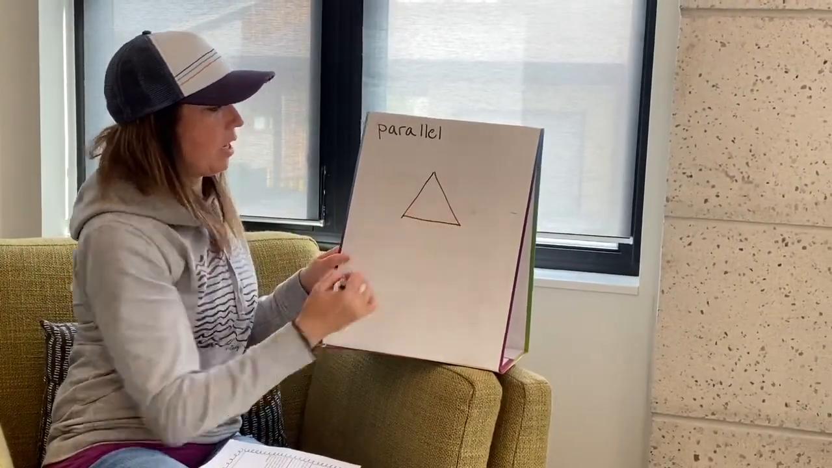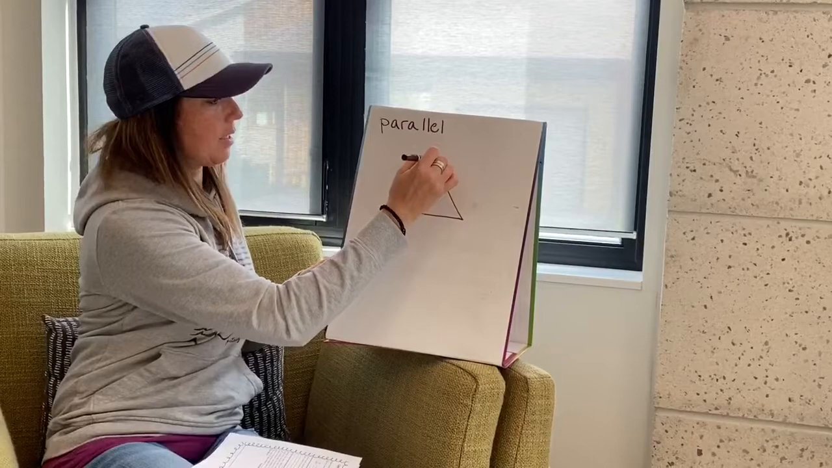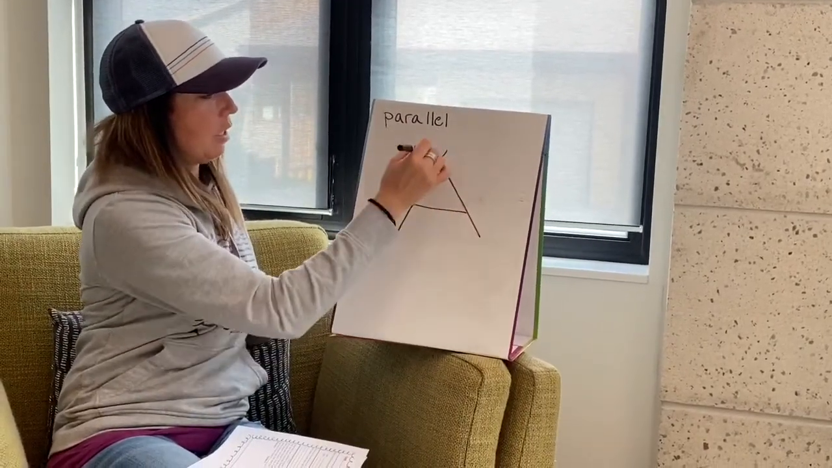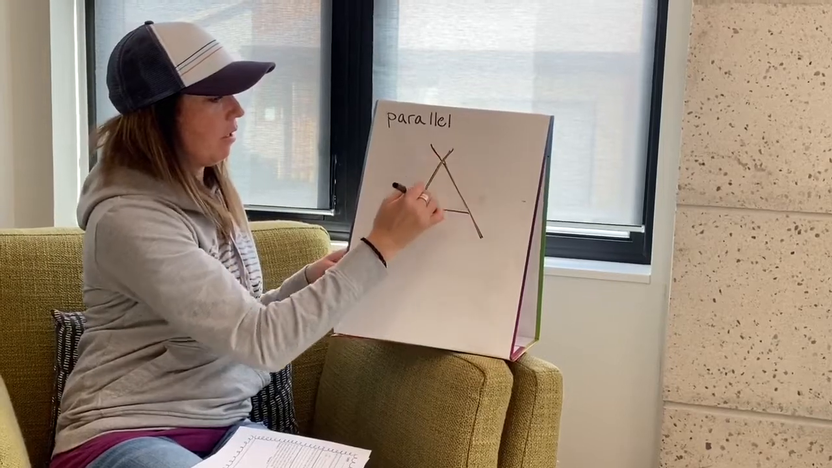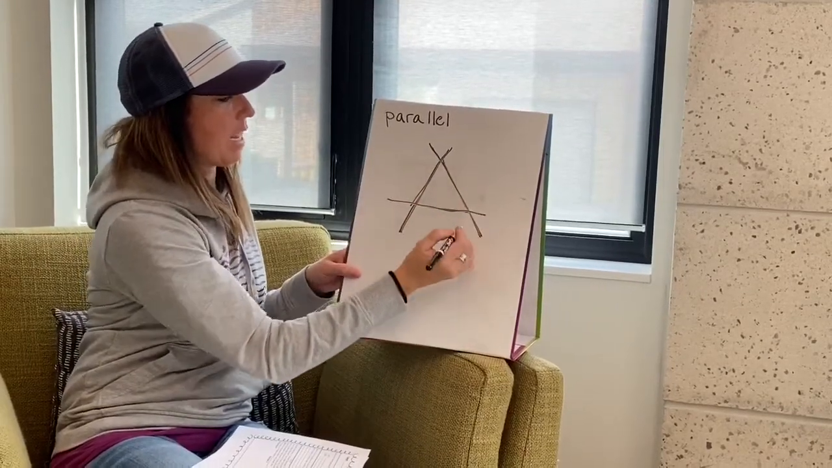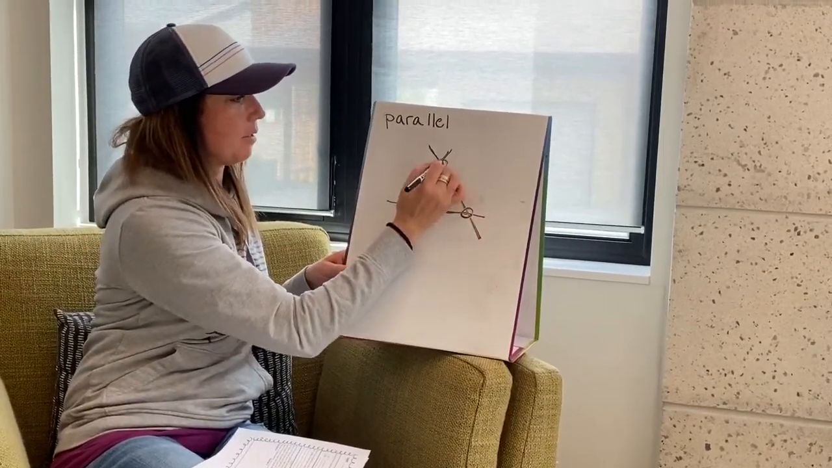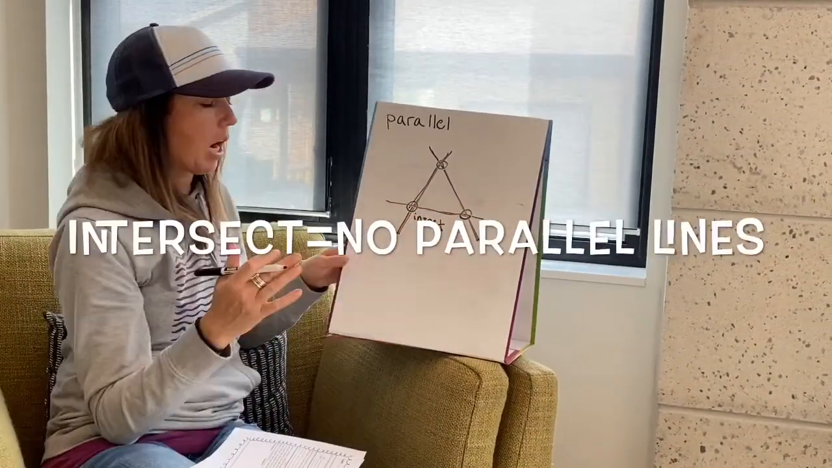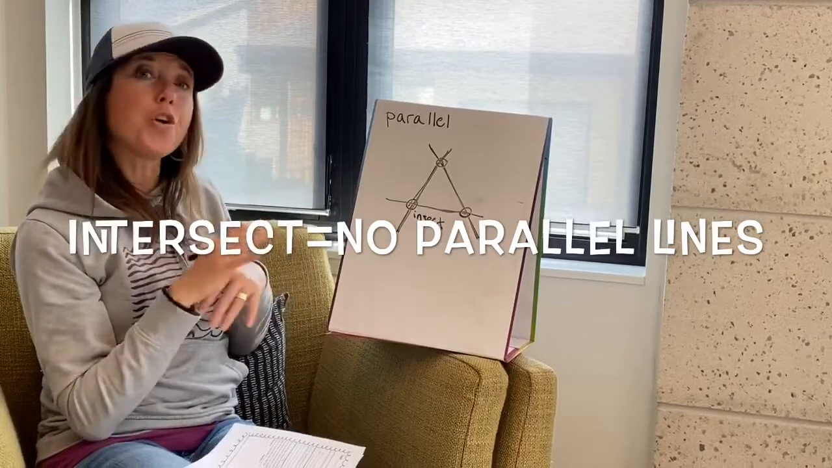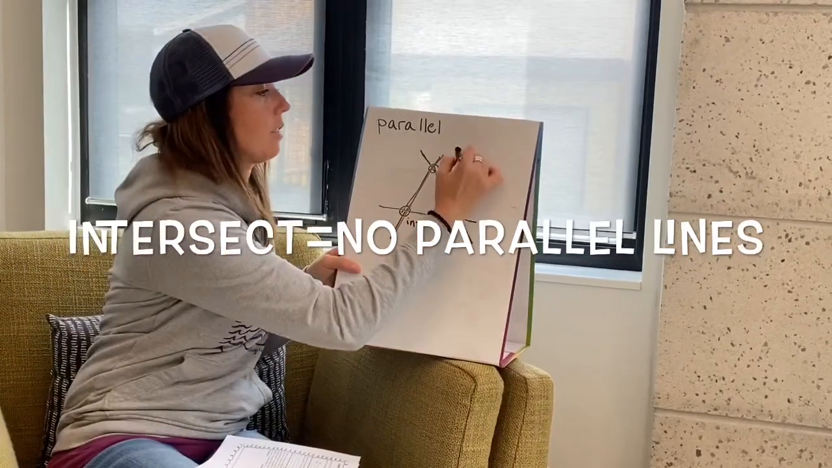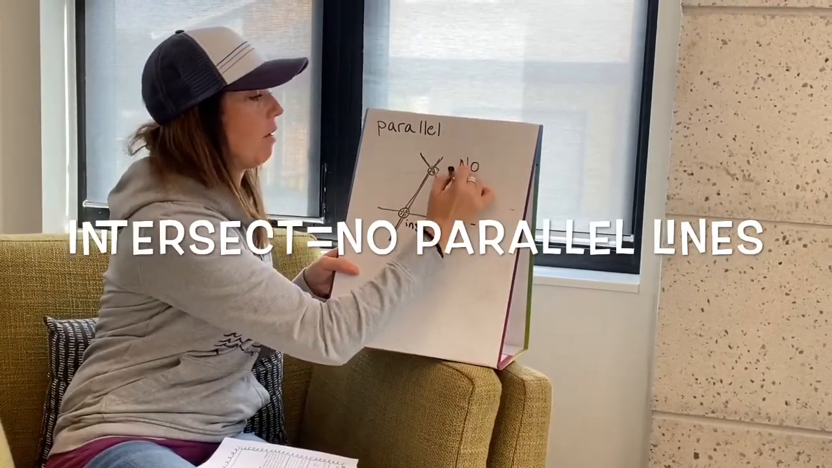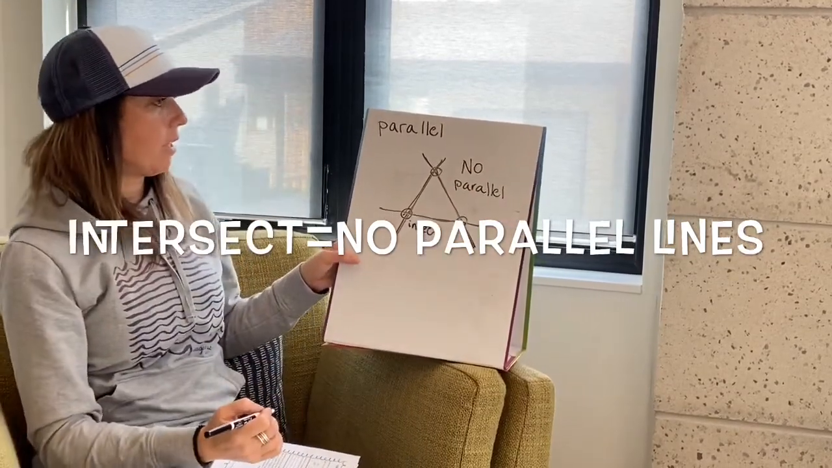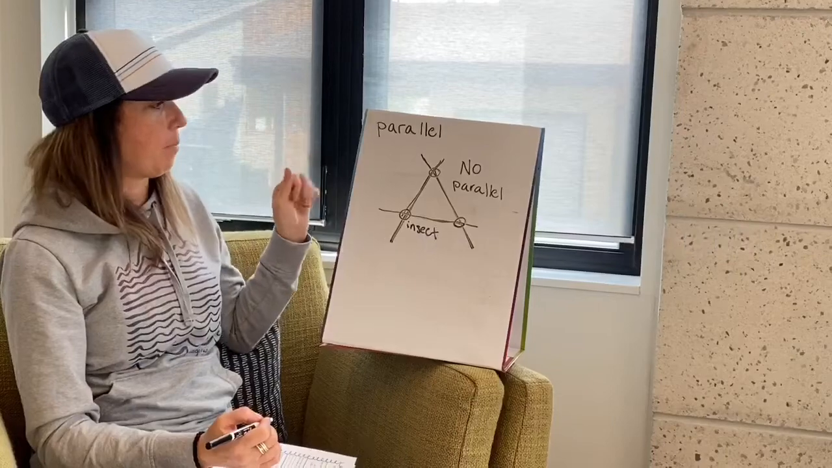If we draw our triangle like this, if we take these sides and turn them into lines, they actually cross over. So they cross each other, or they intersect at these points right here. So they intersect or they cross, which means that they have no parallel lines. So no parallel lines. A triangle does not fit the description of a shape with parallel lines.